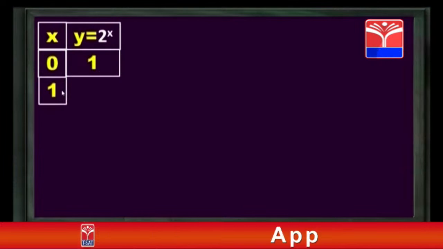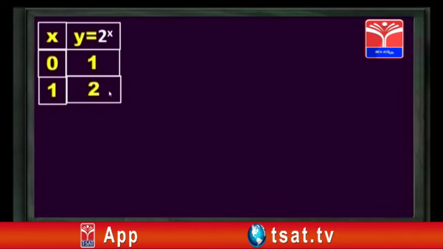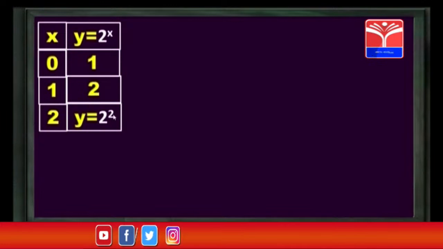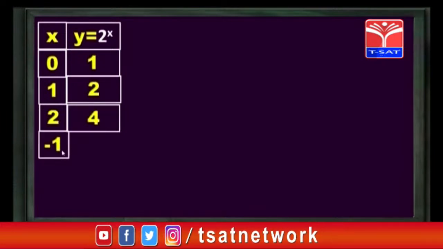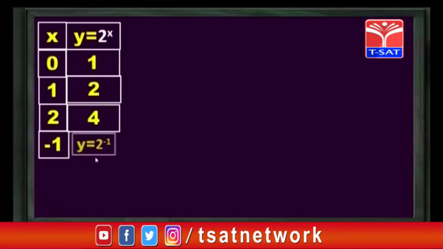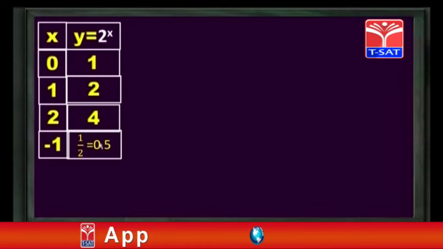Let us take x is equal to 1. If x is equal to 1, y is equal to 2 power 1, which is equal to 2. If x is equal to 2, y is equal to 2 power 2, which is 4. If x is equal to 3, y will be 2 cube, which is 8. It is increasing: 1, 2, 4, 8 like this. Now let us take the negative values. If x is equal to minus 1, y is equal to 2 power minus 1, which is 1 by 2, and we can write it as 0.5.